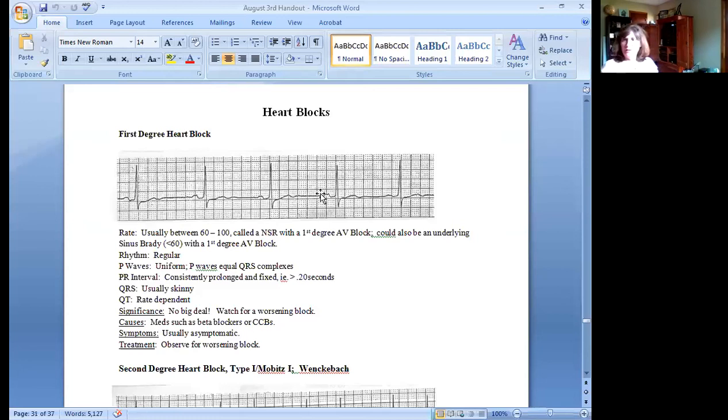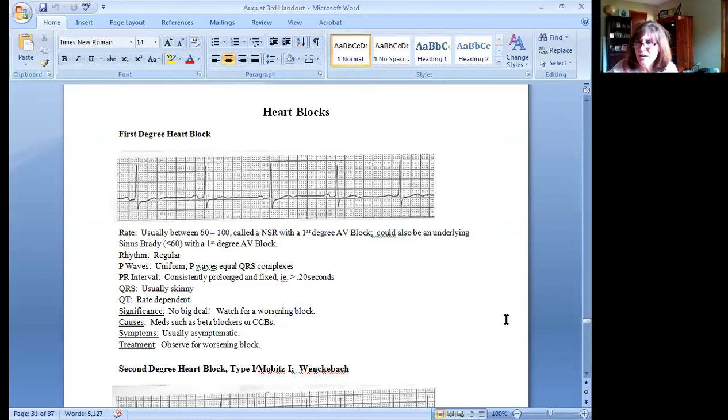Heart blocks are like relationships. First degree, you just need a little space from each other. Continue to watch it. One thing that I would glance at is what meds do we have this patient on? Oh, 50 metoprolol BID. Maybe before my next dose, I'd let the doc know and ask them what you want me to do. All right, but it's certainly not an emergency.